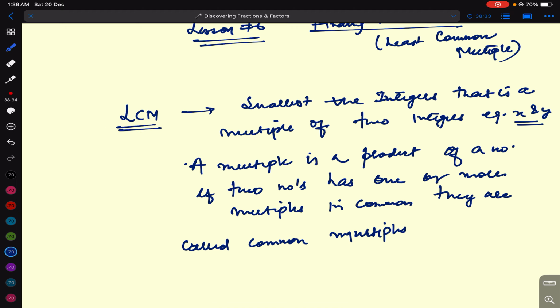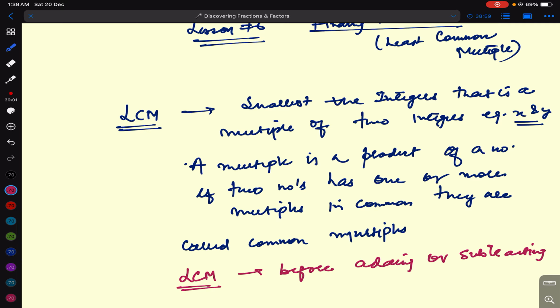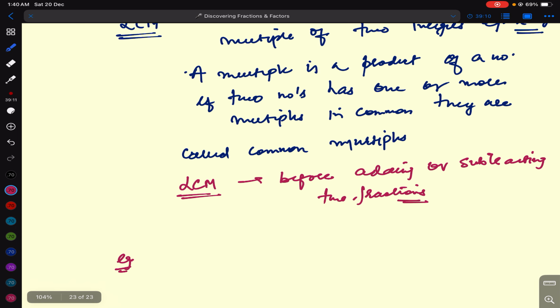A multiple is a product of a number. If two numbers have one or more multiples in common, then they are called common multiples. Now LCM must be determined before two fractions can be added or subtracted. So LCM needs to be determined before adding or subtracting two fractions. I'll give an example here and that will make it more clear.